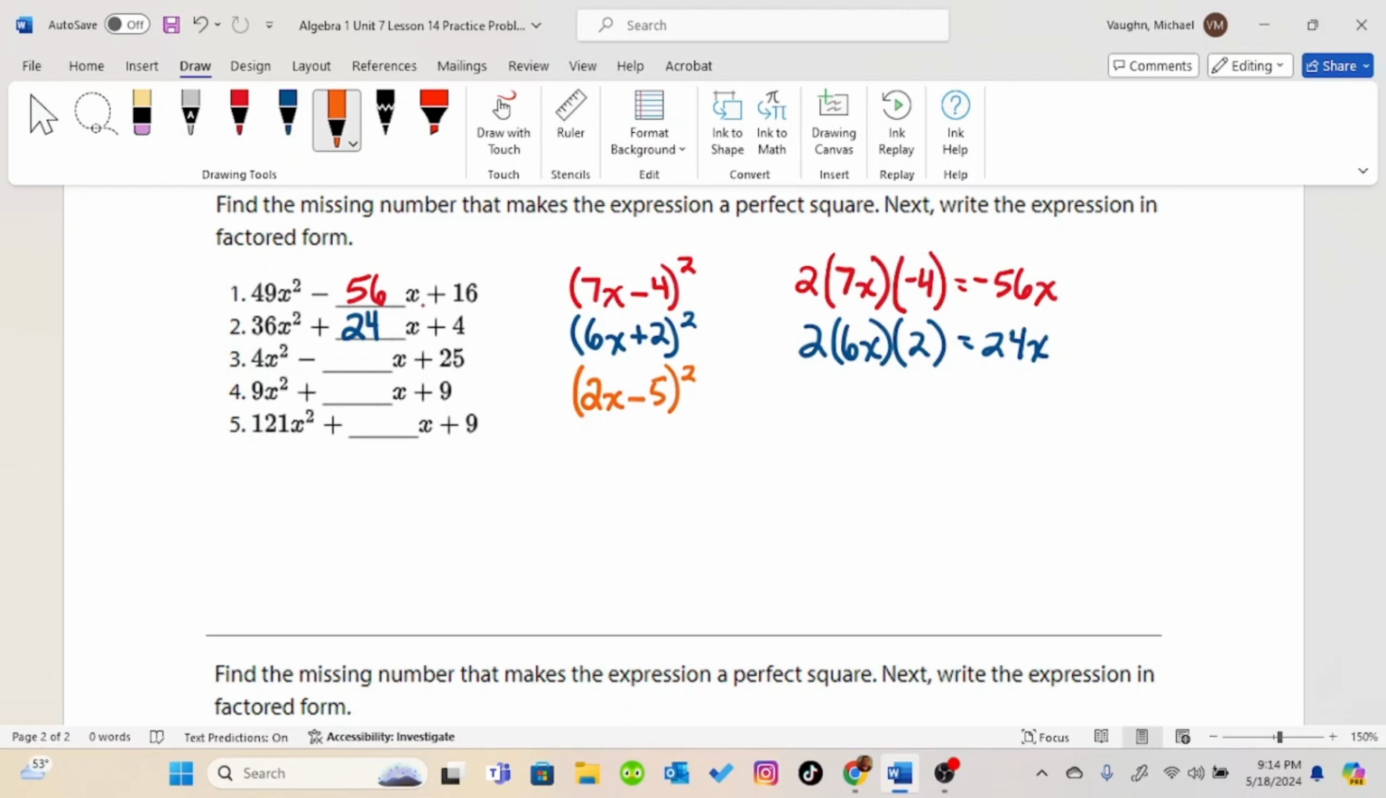Now to find the missing number, we're going to multiply 2 times 2x times negative 5. 2 times 2x is 4x, and 4x times negative 5 is negative 20x. So the missing number is 20.